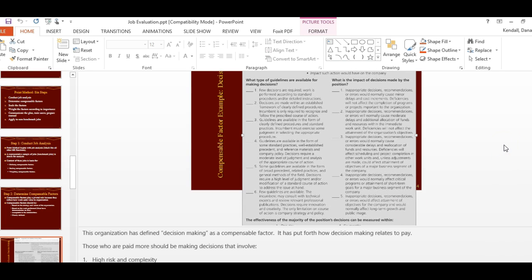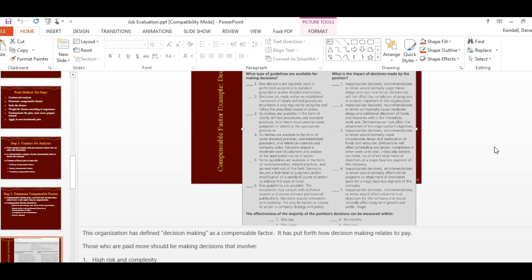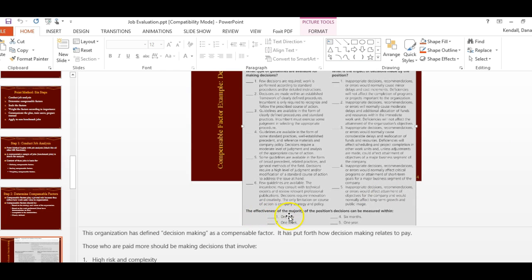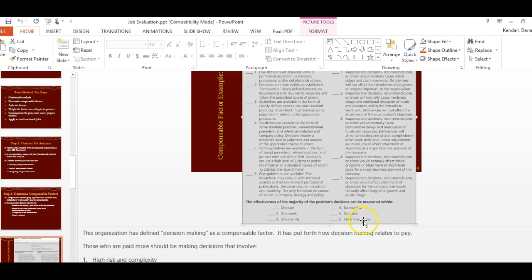And finally, we're going to reward decisions that have long periods of time before the impacts of the decision are known. So here it says the effectiveness of the majority of a position's decisions can be measured within 1 day to 1 year, or more than a year, number 6. So we're going to reward or compensate people for making decisions where we don't know the result for a longer period of time. And basically that's because those kinds of decisions are harder to make, and we want people who do those well. It's harder to make decisions when you don't see the results for a long period of time.